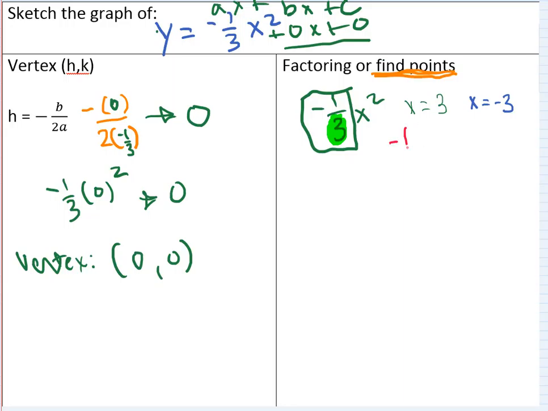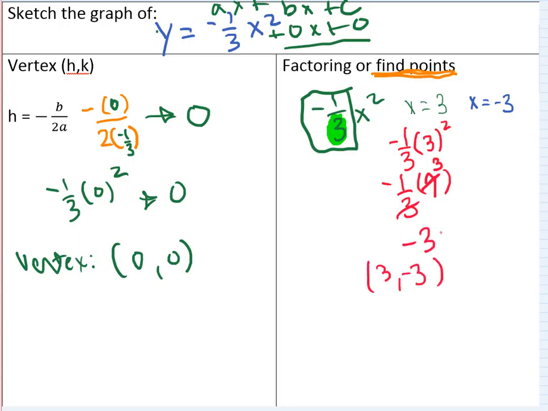So we have negative 1 over 3 times 3 squared. Okay, so 3 squared is 9. We use a calculator and we take 1/3 of 9. 3 goes into 9 3 times. Negative 1 times 3 is negative 3. So our first point is 3, negative 3.